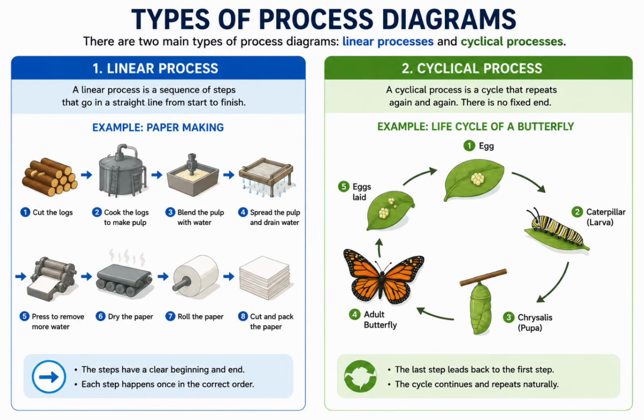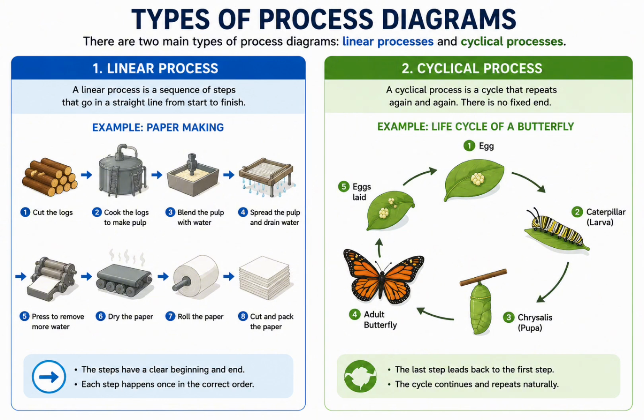Today, we are going to look at the two main types of process diagrams that commonly appear in IELTS Writing Task 1. As you can see, there are two main types of process diagrams, linear processes and cyclical processes.